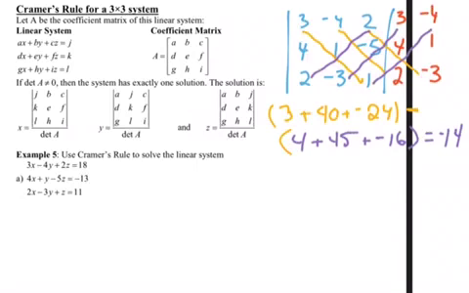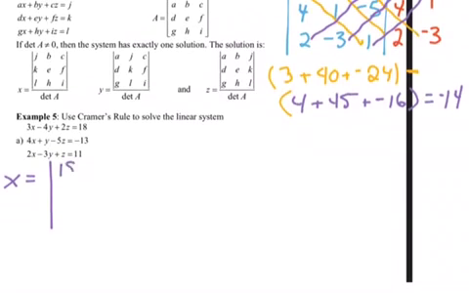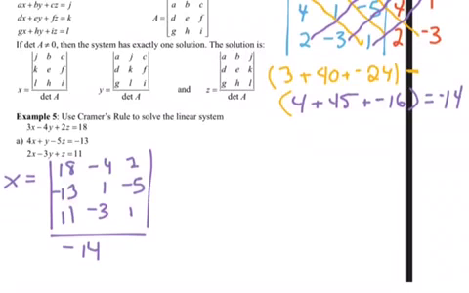Okay, so now for my x solution, I'm going to replace the x variables with the solutions. So I've got 18, negative 13, and 11, and then the y and the z stay what they were. I'm going to divide that by negative 14. So if I go to do the determinant, I'm going to rewrite the first 2 columns outside so that I can do my diagonals.